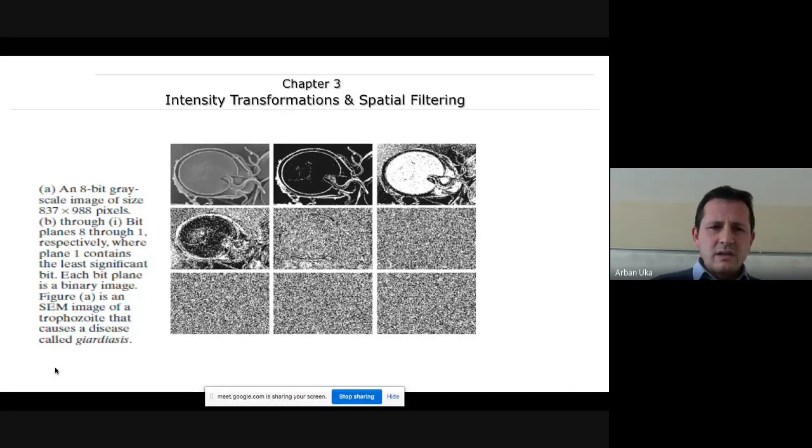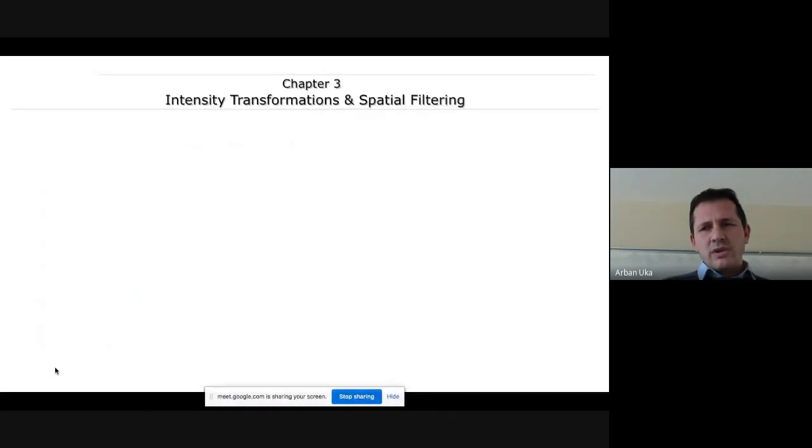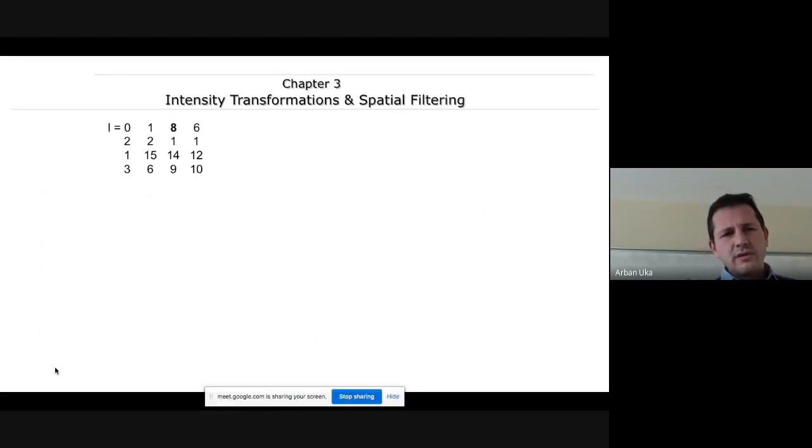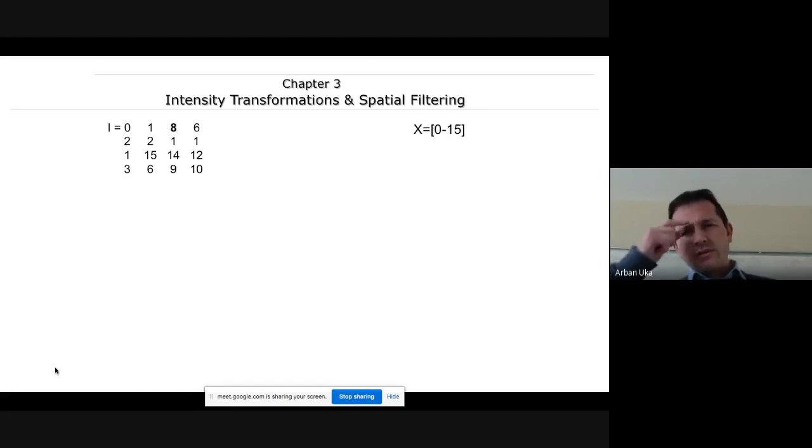And then the other 8 are the representations of each bit that is in the image. Now, what I want to say here is that let's assume that we have a 4-bit image, but it's 4 by 4. Now, 4-bit, it's something like the value.